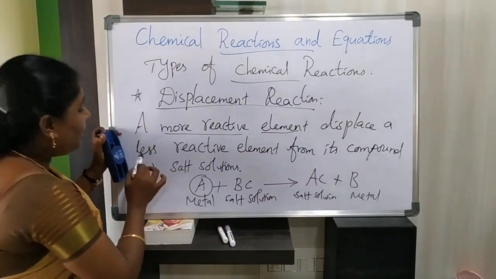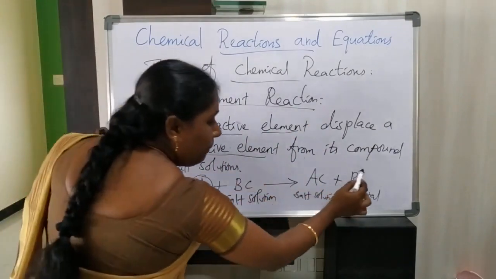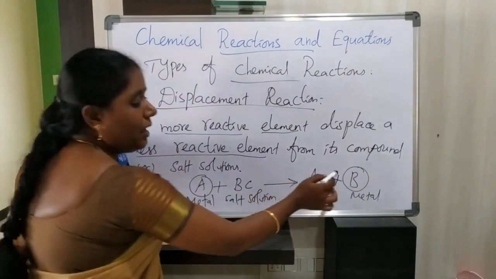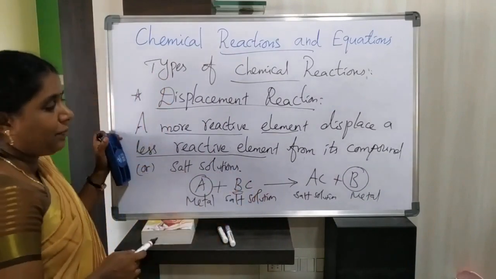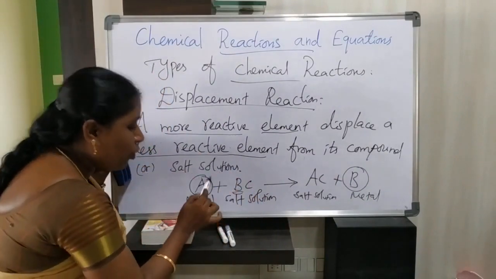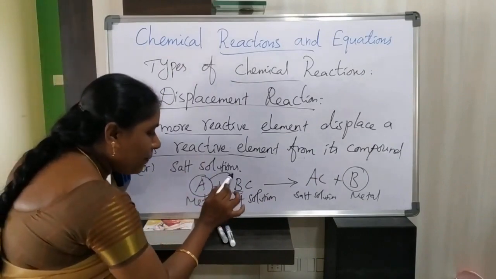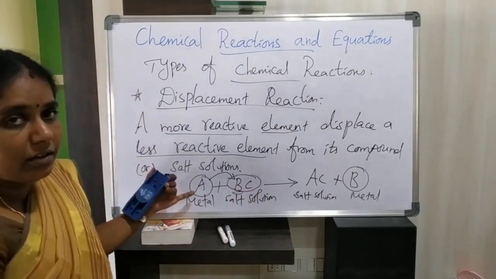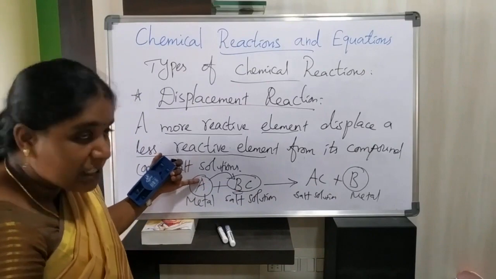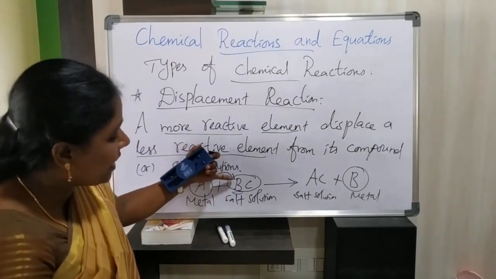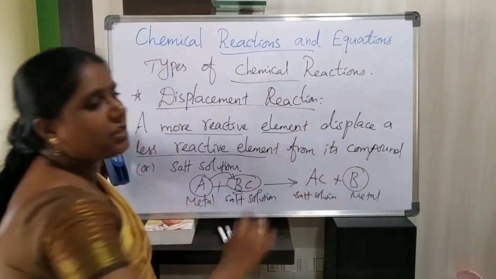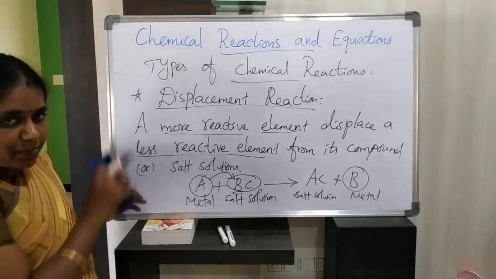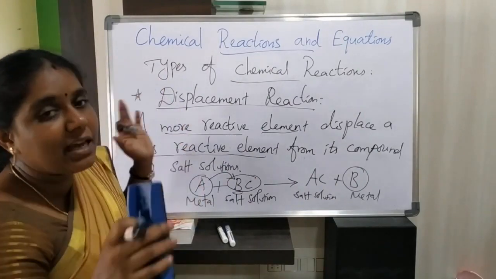It displaces a less reactive element. Here B is a less reactive element. See, A is a more reactive element, B is a less reactive element. What happens in this reaction? This more reactive element displaces the place of the less reactive element from its salt solution. This is called displacement reaction. Okay, so what is meant by displacement reaction? One element takes the place of another element.